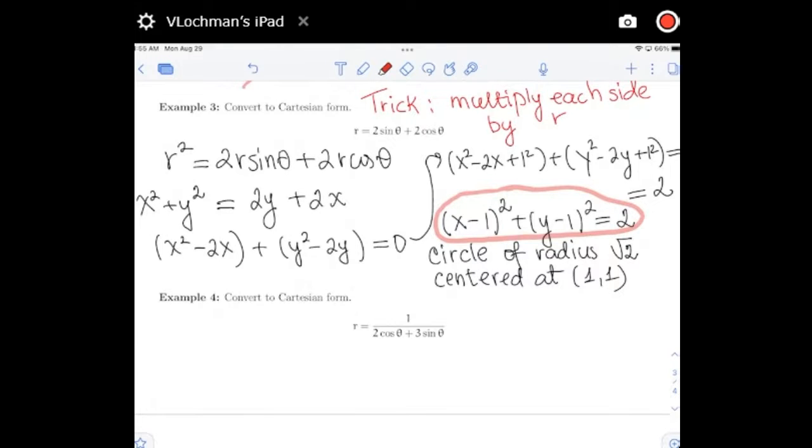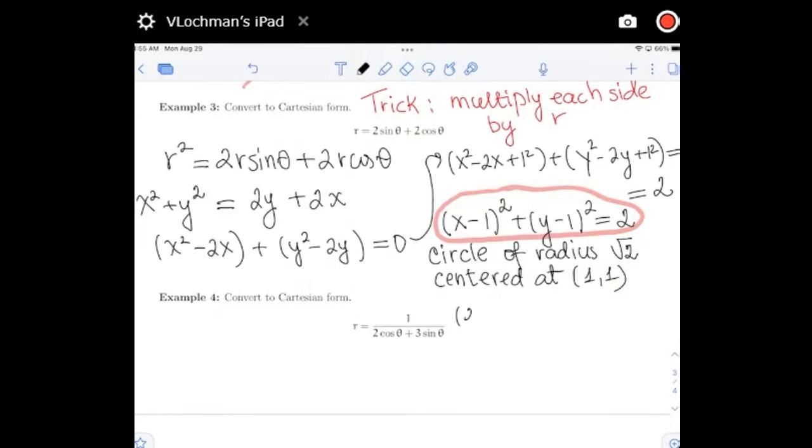One is just r is equal to the sum of two things, right? Another one is 1 over. The trick is the same, sort of. Is it the same? Well, no, not quite. Sorry, this is a different trick. We're going to multiply this by something, but not r. We're going to multiply this by the denominator. We're going to clear the denominator.